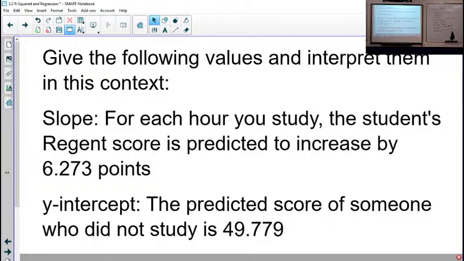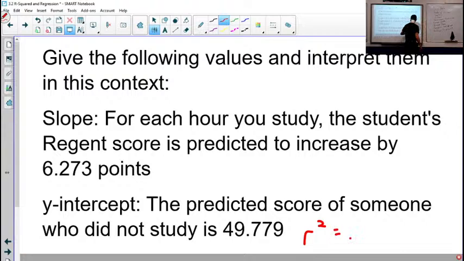All right, here's the new stuff. So the calculator should have given you a value for r and a value for r squared. Yes? So what was the value for r squared? 0.473, you said? No, 0.731 to be exact.